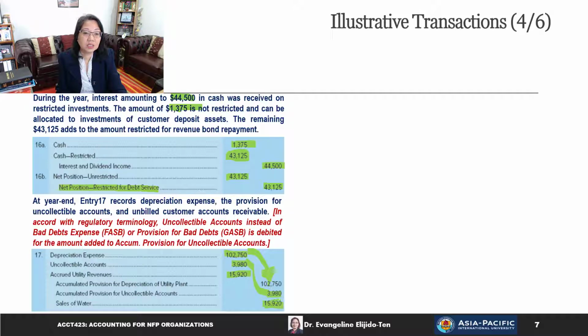And we will also be crediting the sales of water for 15,920, because this is what we're doing when we need to accrue at the end of the period, at the end of the accounting financial year. We'll need to accrue utilities revenues. All right, so we will be debiting the accrued utility revenue and crediting the revenue account, sales of water.